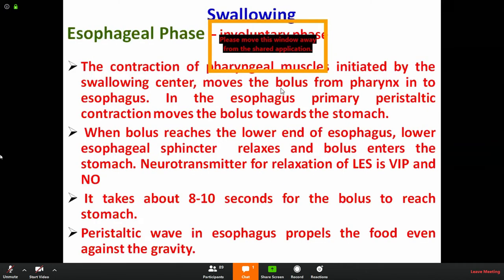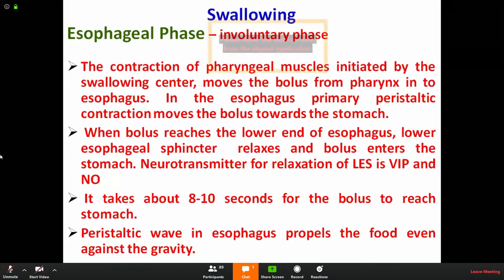Now, the esophageal phase. The contraction of the pharyngeal muscles, initiated by the swallowing center, moves the bolus from the pharynx into the esophagus. After reaching the esophagus, there is the start of a primary peristaltic wave of contraction. The primary peristaltic wave moves the bolus of food towards the stomach.